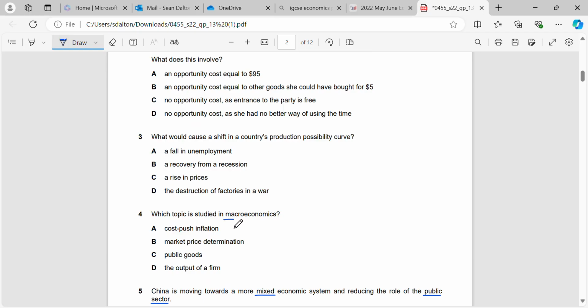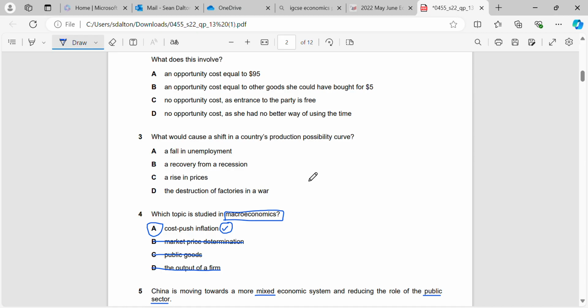Okay, macroeconomics, remember, is the study of the whole economy. The other questions have all gone through this. Microeconomics is the study of behavior of individuals, firms, and individual markets. So the output of a firm, that's an individual firm. Public goods is studied in microeconomics. Market price determination is also studied in microeconomics. Cost push inflation is something that will affect the whole economy. That is why it is a macroeconomic concept.